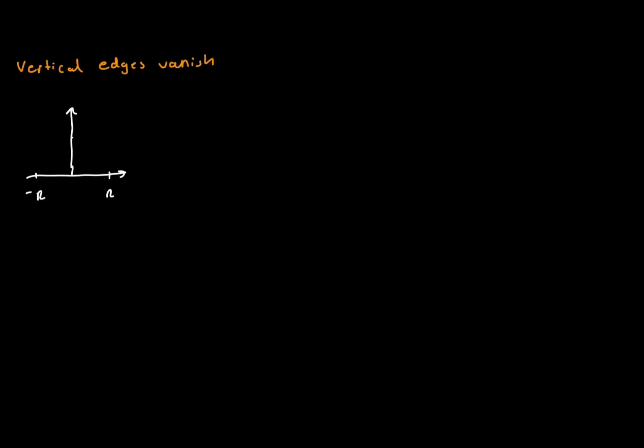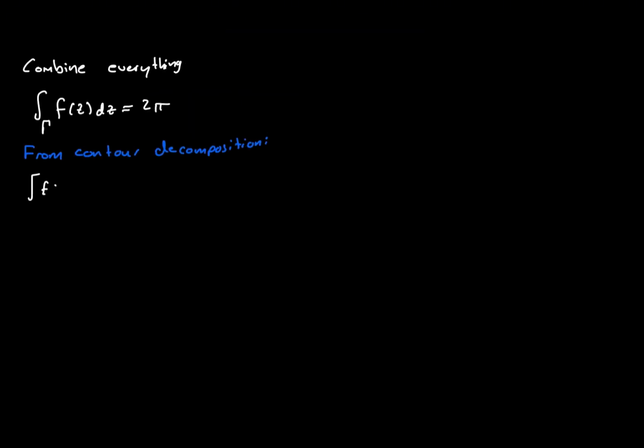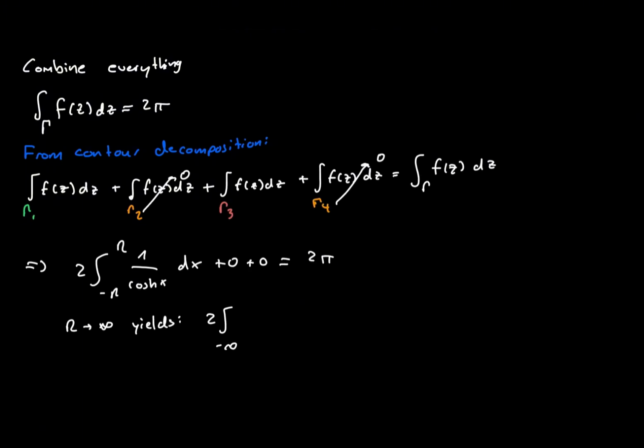The vertical sides vanish as r goes to infinity because hyperbolic cosine grows exponentially. Therefore, only two identical real integrals remain. So we get 2 times the integral equals 2 pi. Hence, the integral itself equals pi. And this example shows something very important. In complex analysis, choosing the correct contour is often the entire problem.